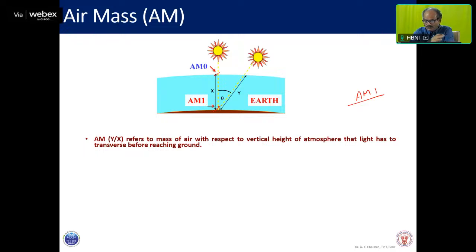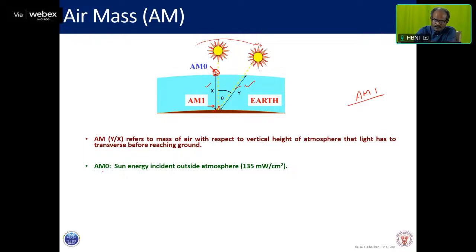Similarly, when in the evening the sun moves from east to west, it travels more distance in the atmosphere. Then you can calculate by simply dividing this distance by this distance. So the standard is AM 1.5. And AM0, what is AM0? When zero distance is traveled in the atmosphere, so it is just outside the atmosphere, it is called AM0.